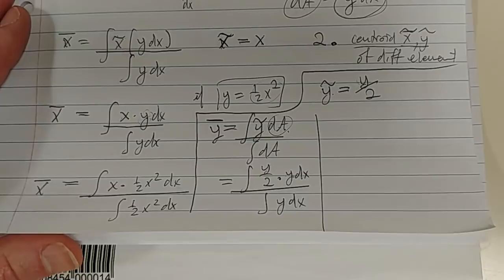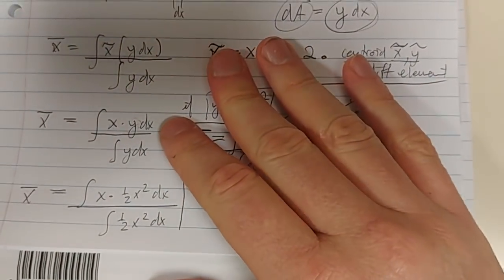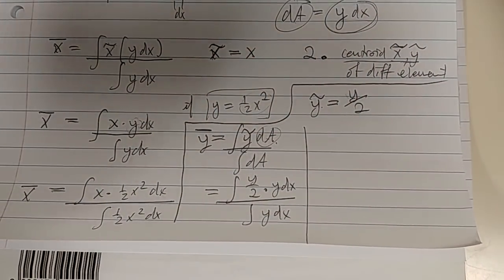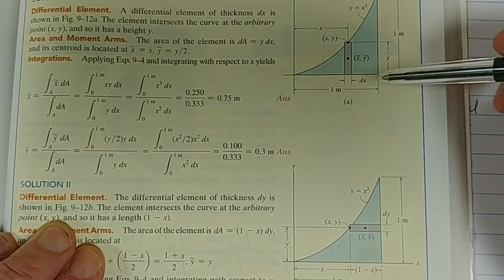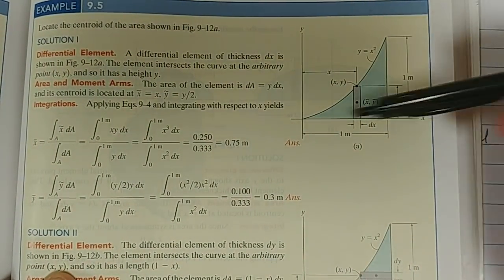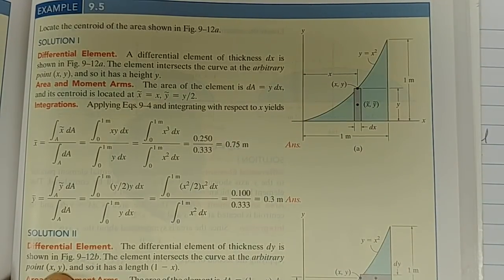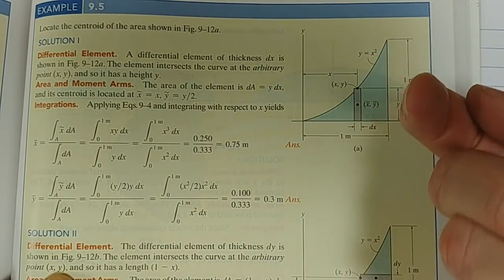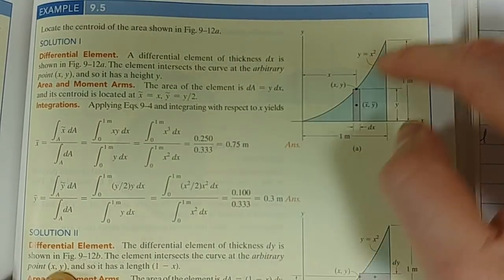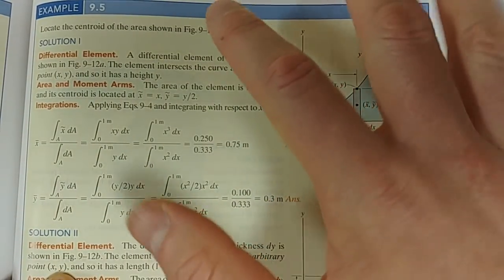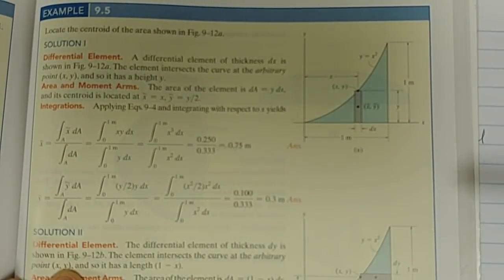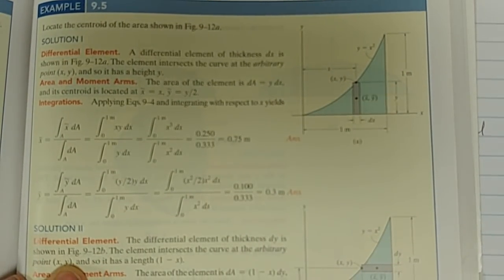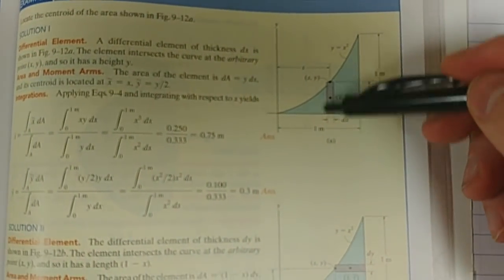Let us look at a quick example. We're going to look at example 9.5. Here we've got an area, and we're trying to find the location of the centroid of the area. The centroid is simply the point where, if I put my finger under it, this whole area will balance. So how do I find it? First of all, I need to set up a differential element. There's my differential element, the element in the gray.